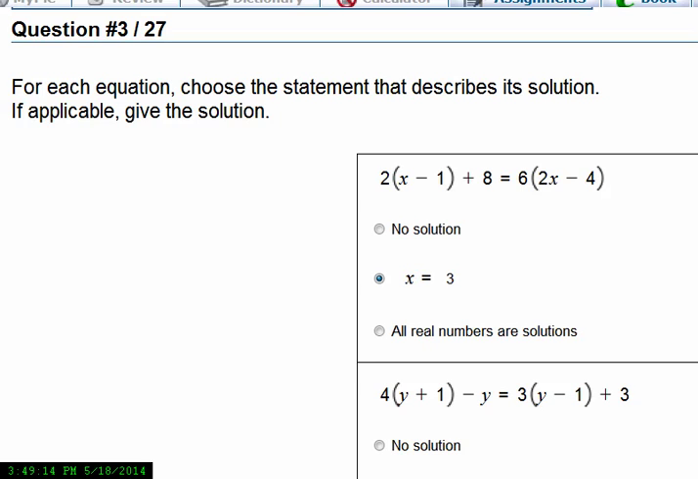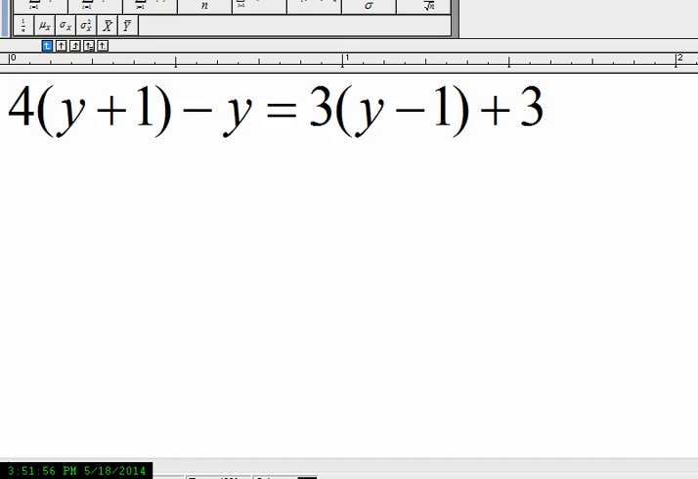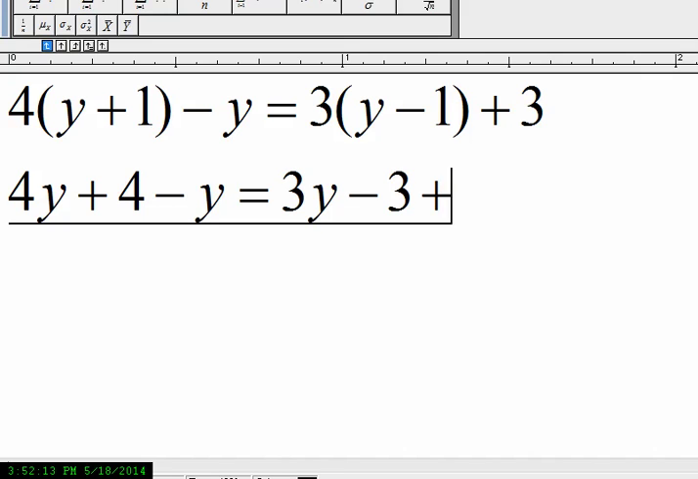All right, now for the second part of the equation. So we have the equation 4 times the quantity y plus 1 minus y equal to 3 times the quantity y minus 1 plus 3. So again, now that I have it in MathType, let's go ahead and distribute the 4, and the 3 as well on the other side. So when I distribute the 4, I'll get 4y plus 4 minus y equal to 3y minus 3 plus 3.